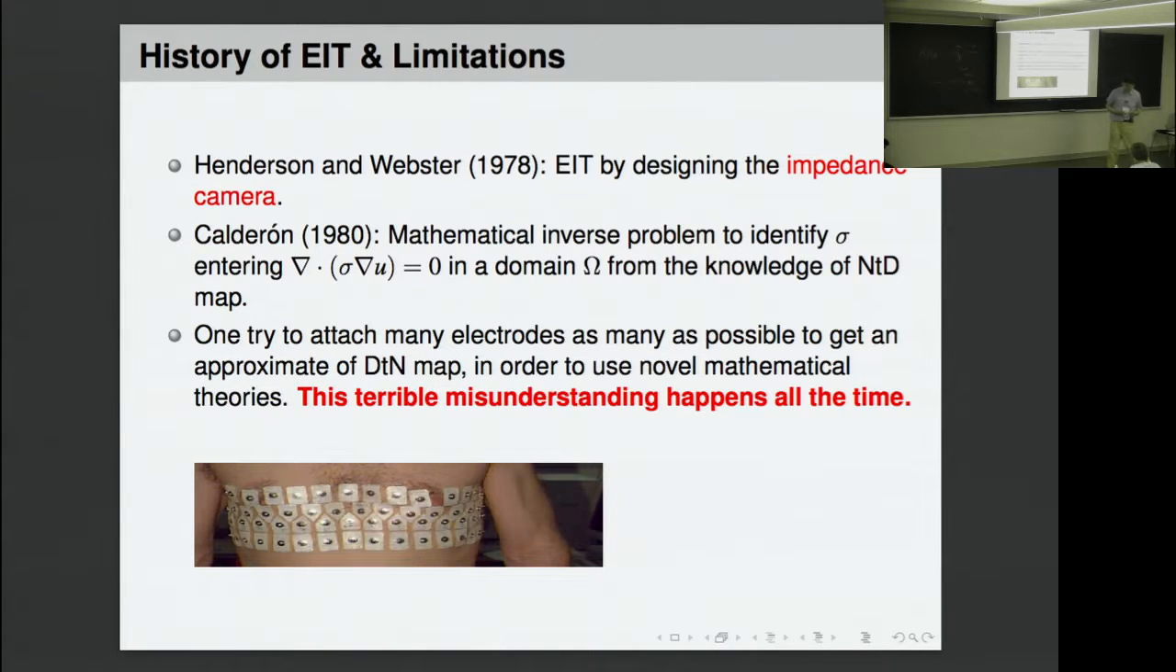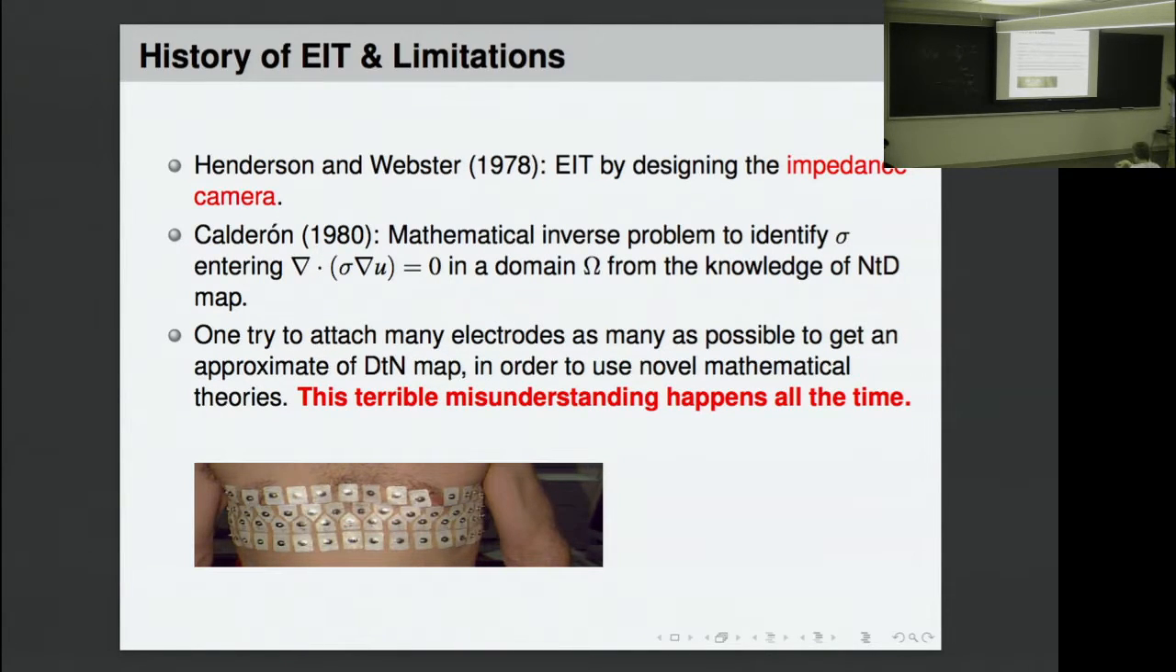I also wrote a paper about that one. They try to take as many electrodes as possible to get an approximation of the Dirichlet to Neumann map, in order to use the Nobel mathematical theory developed by very famous mathematicians. I showed some England group, I just copied it. They attach many electrodes and then try to reconstruct sigma. This one is a terrible misunderstanding.